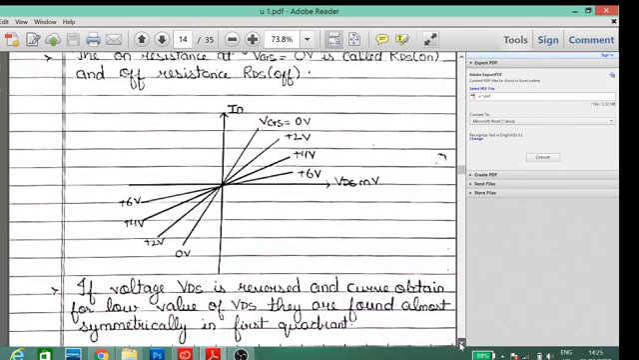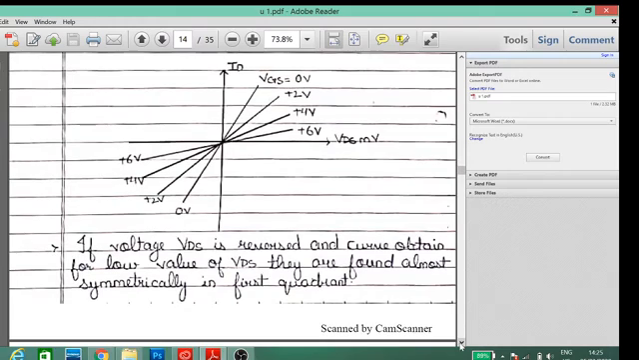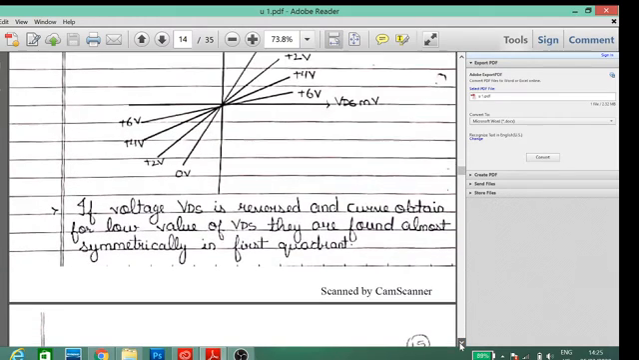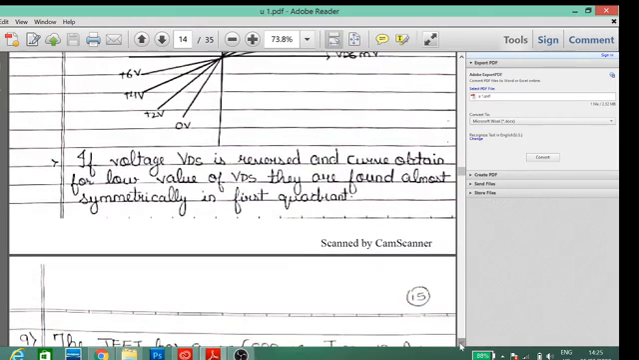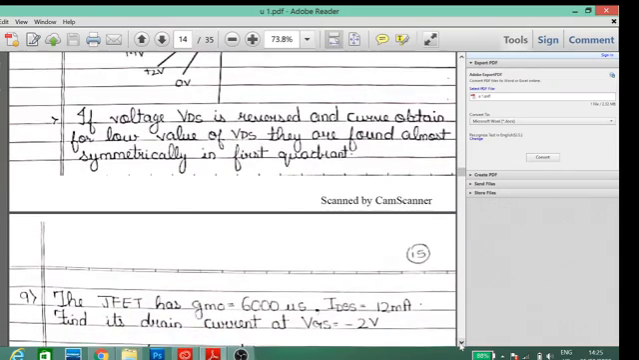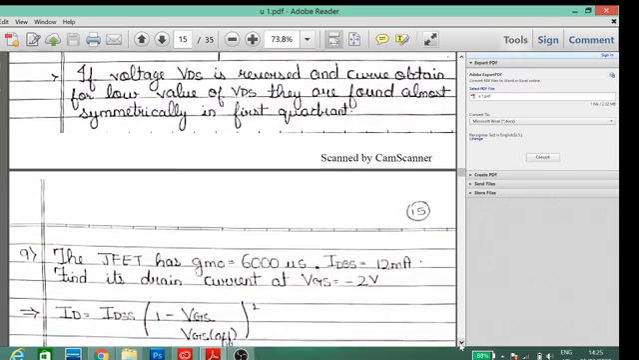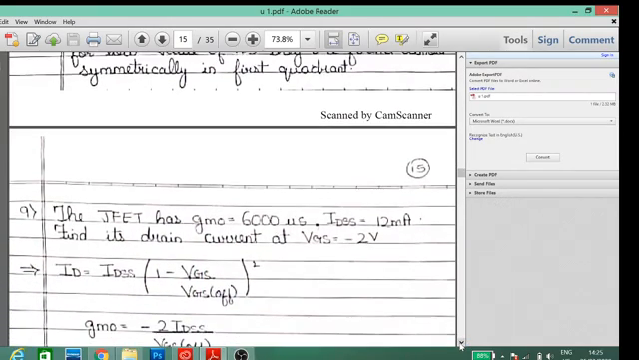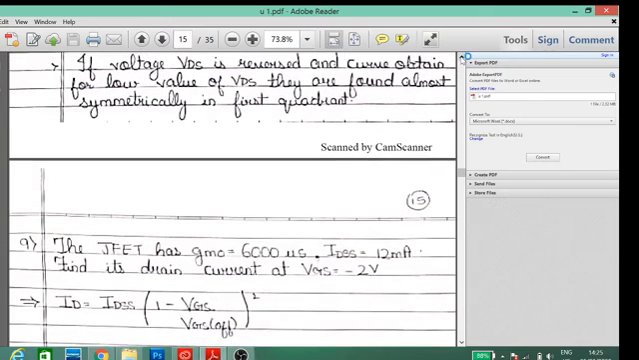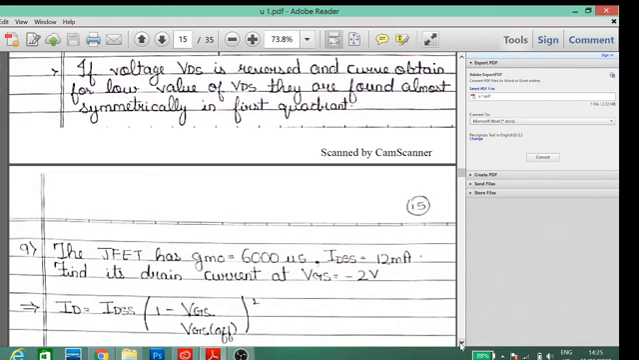Okay, if the voltage VDS is reversed, the curve obtained for low voltage values of VDS is found to be almost symmetrical to the first coordinate. That is the explanation of the JFET as a voltage control resistance.